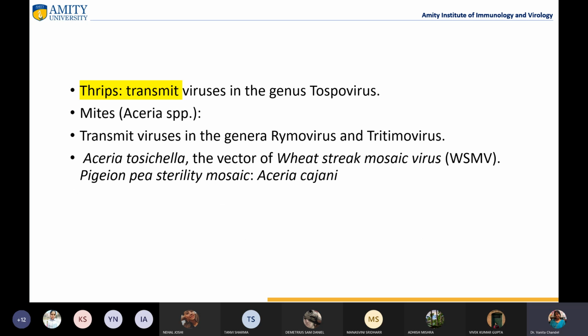Then we have thrips viruses in the genus Orthotospovirus. Excuse me. Yes, Adesh.